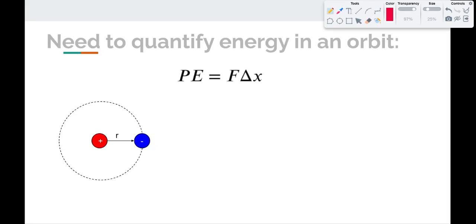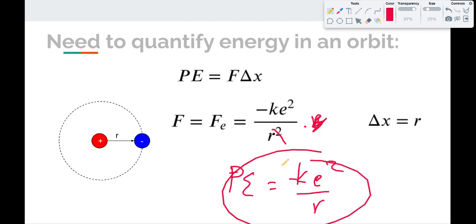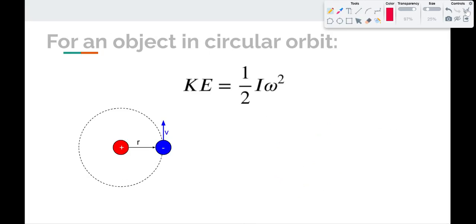But remember, the positional energy is equal to the force times the displacement, and the force is equal to negative ke squared over r squared, as we just saw, and the displacement is the radius, as we saw earlier. So when you put that together, multiplying r by this ratio, one of the r's cancels, so that tells you that the positional energy is equal to negative ke squared over r. So put a pin in that. We're going to come back to it later. Now it's time to work on the kinetic energy.